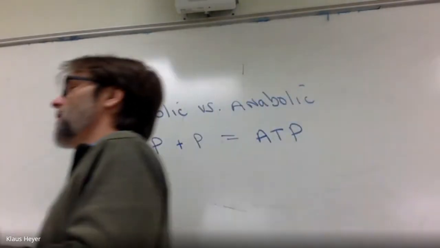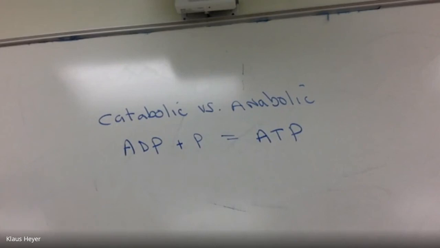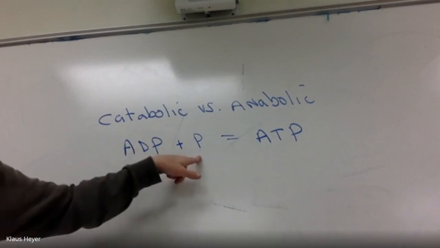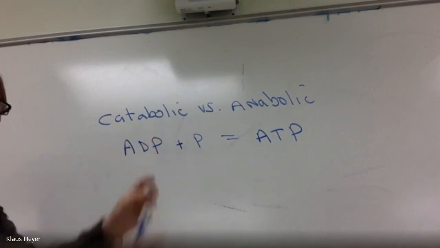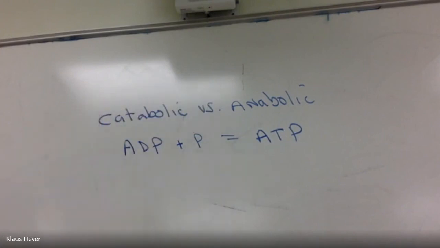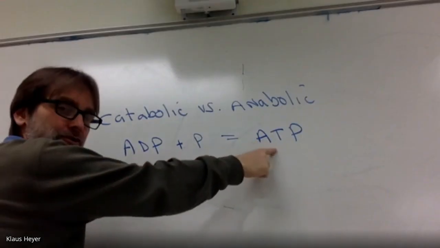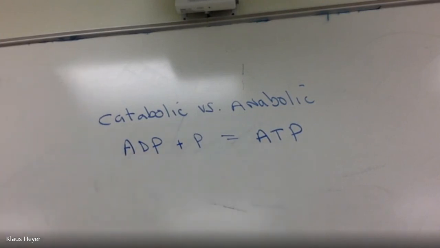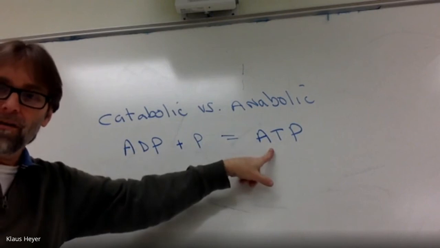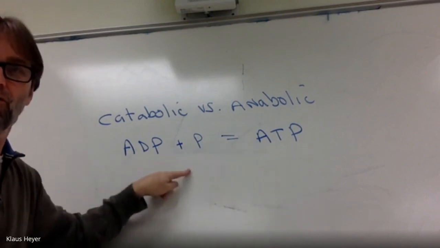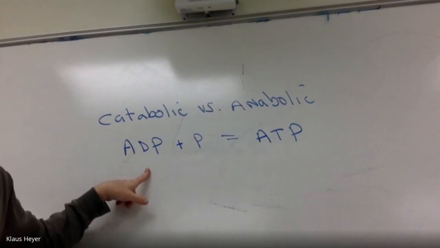The mitochondria is where ADP and P are put together. So when I join these together, what kind of reaction is that? Anabolic. Because I'm taking two smaller molecules and putting them together to make a larger molecule. But if I go the other way, if I want to break this up into these two, that's catabolic.